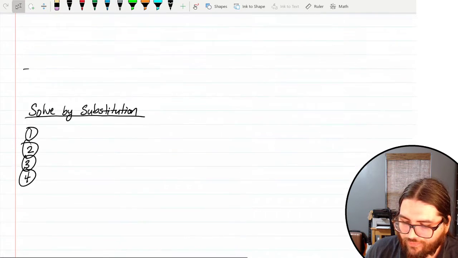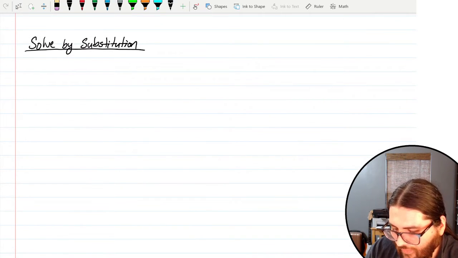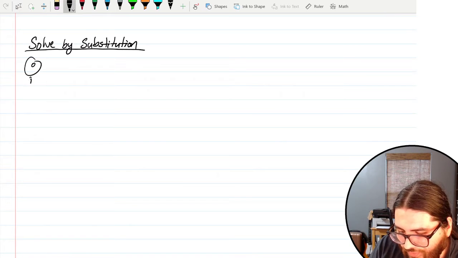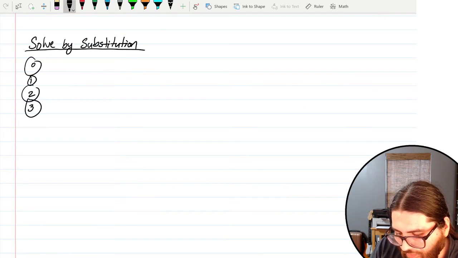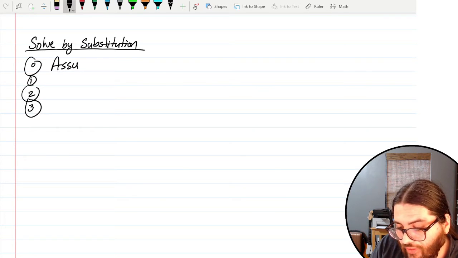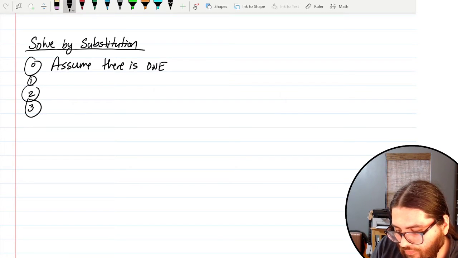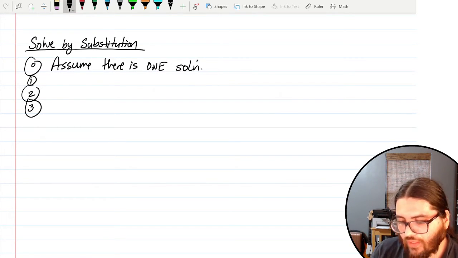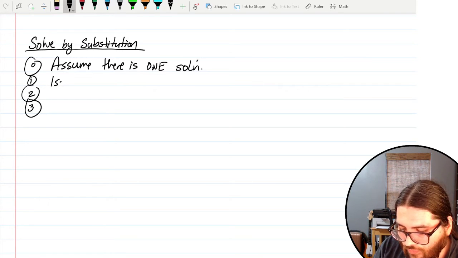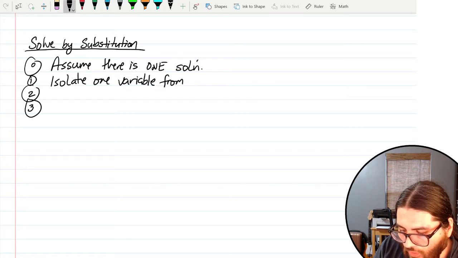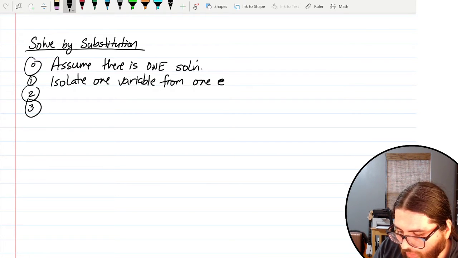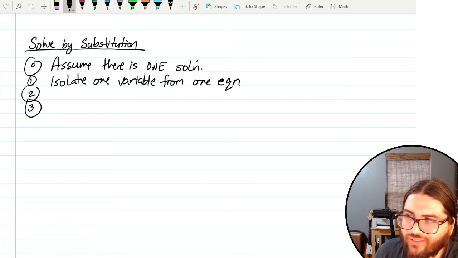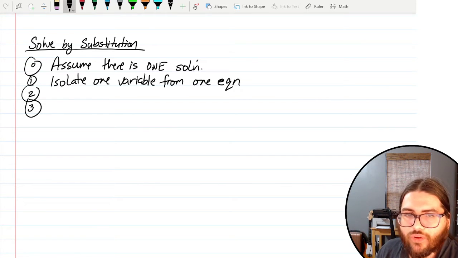Oh, sorry. I was just going to list the steps before we move on. So step 0 is assume there is a solution. Assuming that there is one solution, isolate one variable from one equation. It doesn't matter which one. It doesn't matter where it came from. EQN, by the way, is the abbreviation for equation. Isolate one variable from one equation.